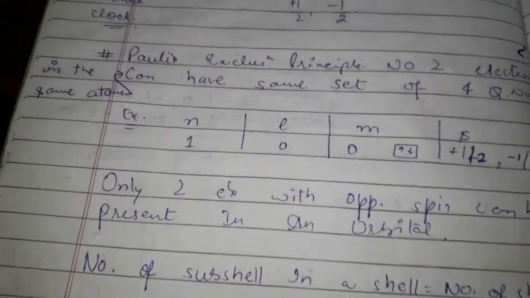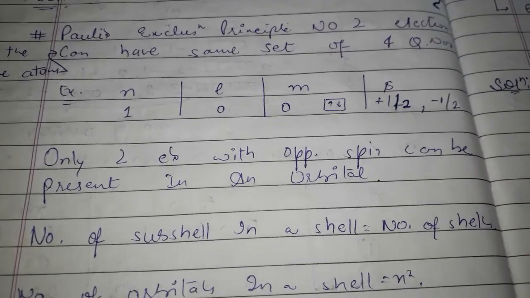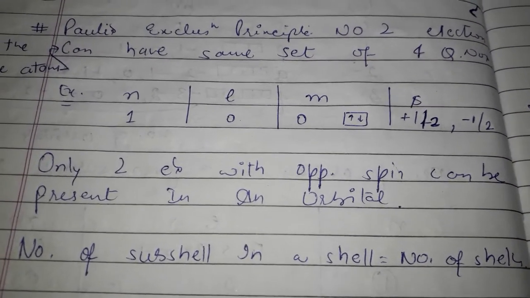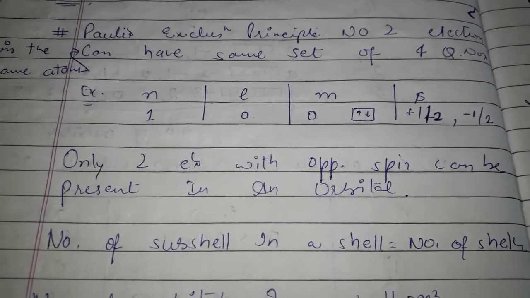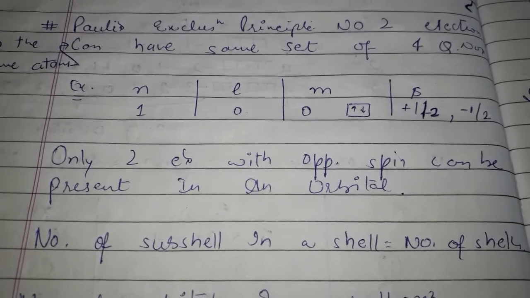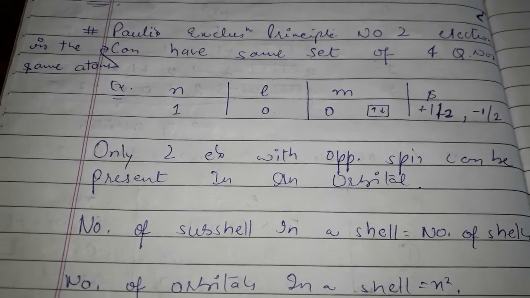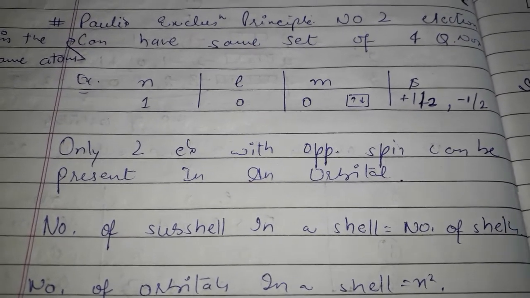In this video, we are going to discuss Pauli's exclusion principle, Aufbau principle, Hund's rule, and the order to fill electrons in any atom, that is, the electronic configuration of an atom. Basically, Pauli's exclusion principle, Aufbau principle, and Hund's rule, these three determine the order to fill electrons in any atom.